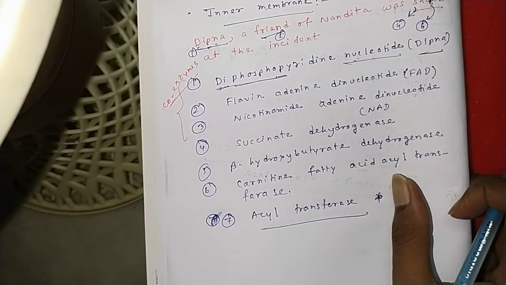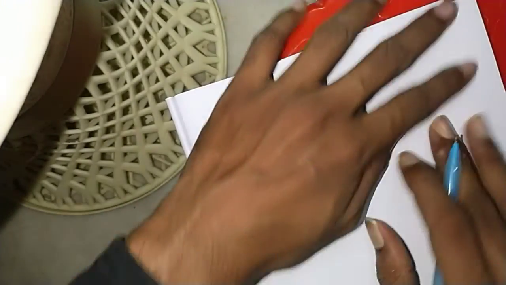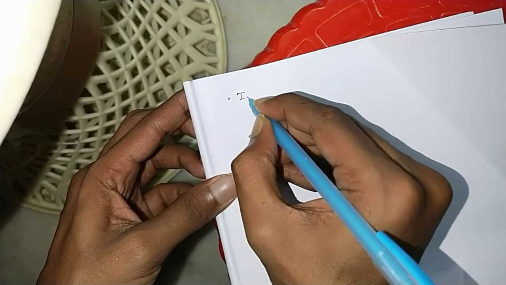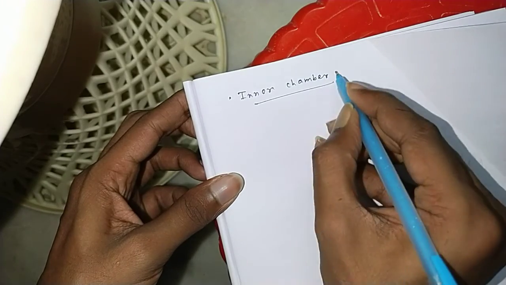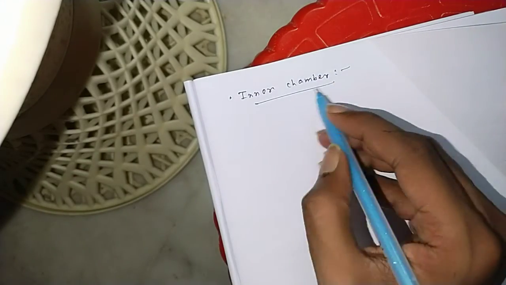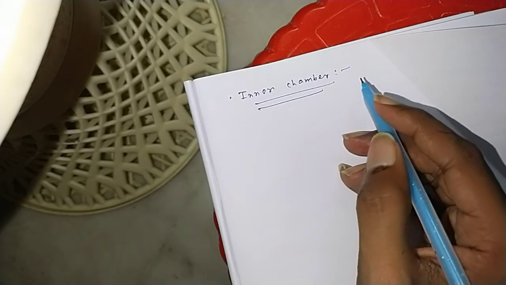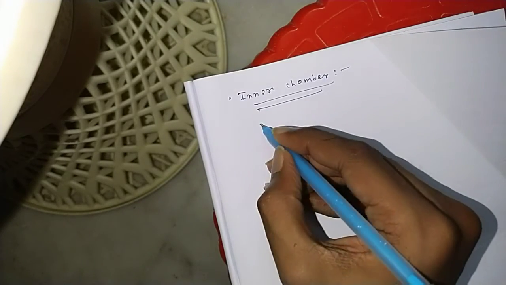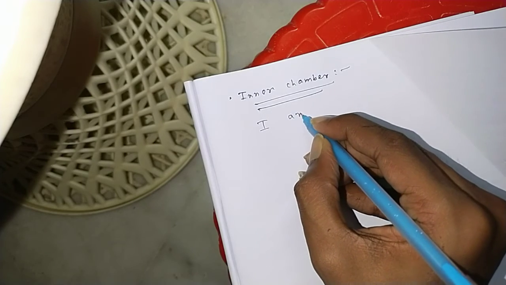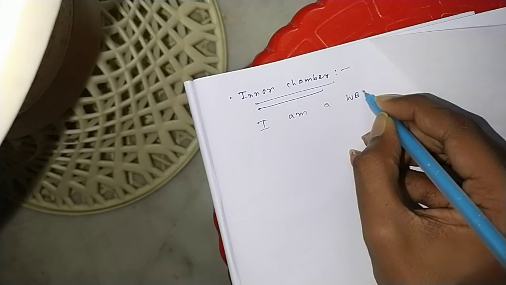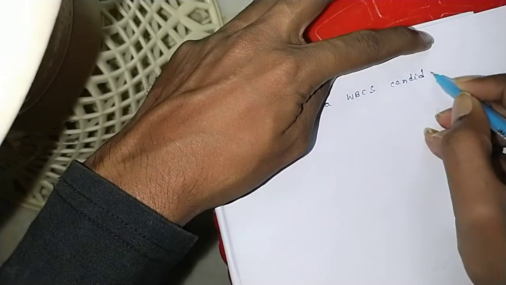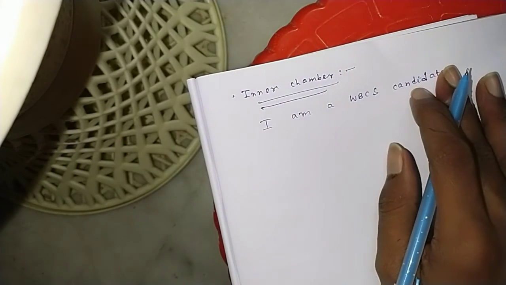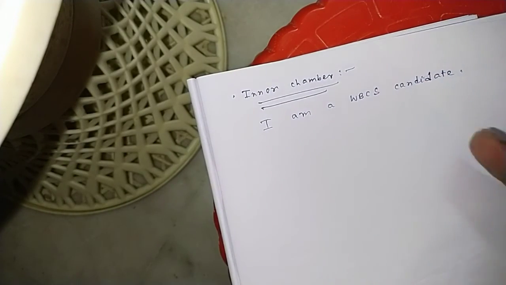Always remember this. Now this is the last one, that is the enzymes present in the inner chamber. Okay, so the enzymes are present in the inner chamber. The inner chamber enzymes are very important to be noted. And how can you remember this? Just remember a sentence: I am a WBCS candidate. Okay, so this is for fun only. It will help you to remember the various enzymes that are present in the inner chamber.